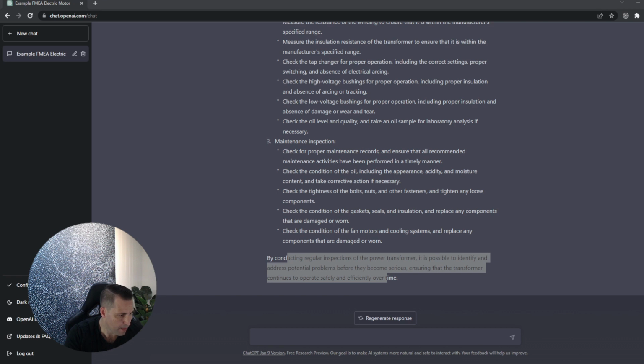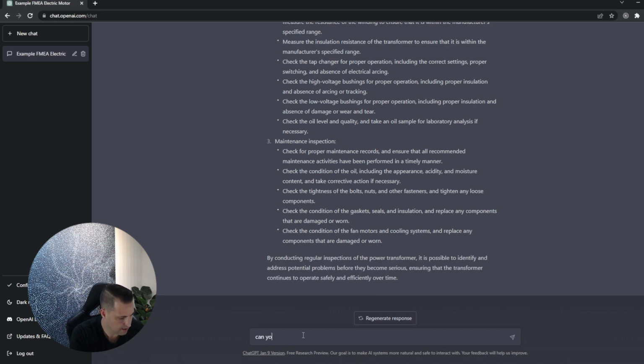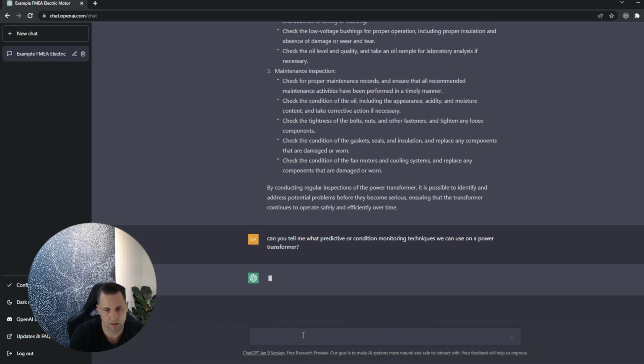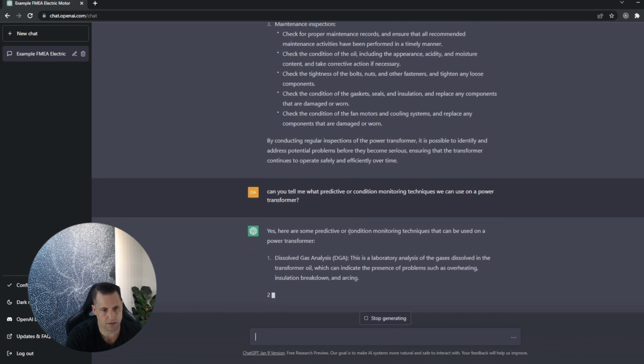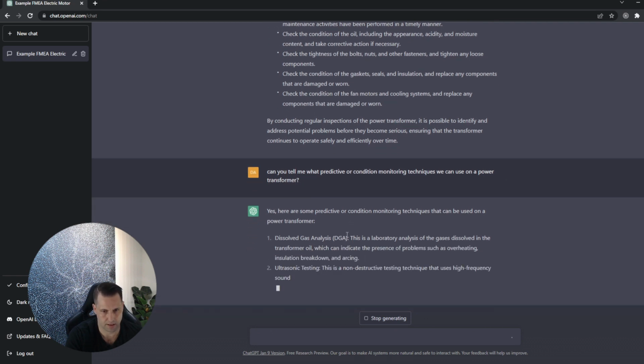All right, how about we ask it about predictive and condition monitoring techniques? So can you tell me what predictive or condition monitoring techniques transformers use? Let's see what it comes up with. DGA, good. Ultrasonic testing, yep, that's used as well.